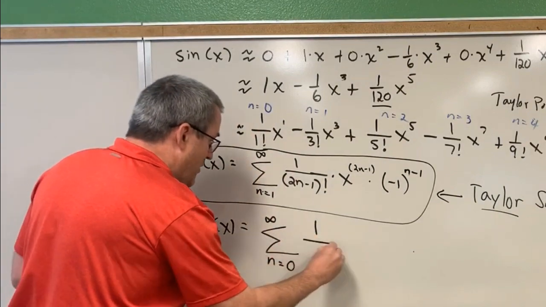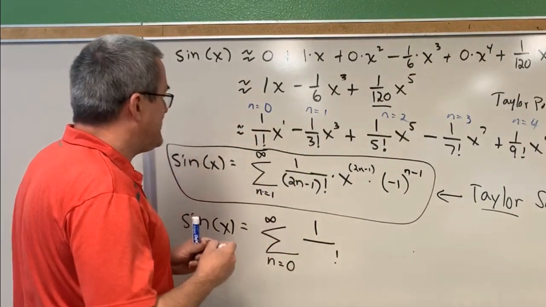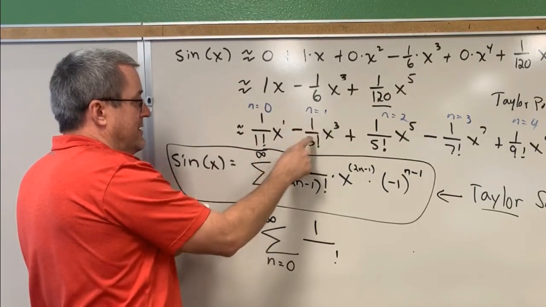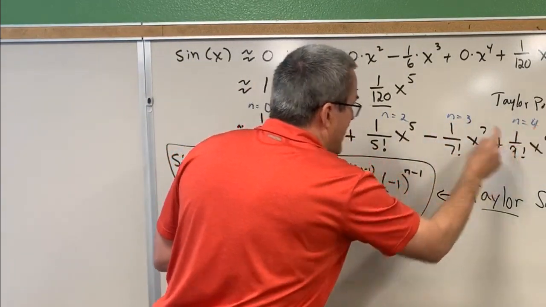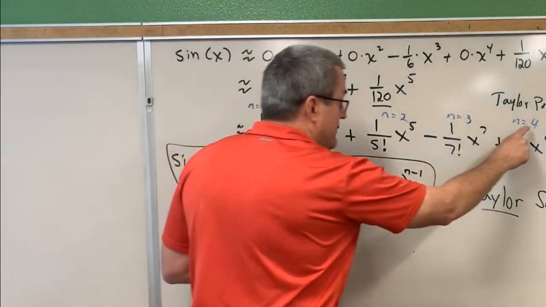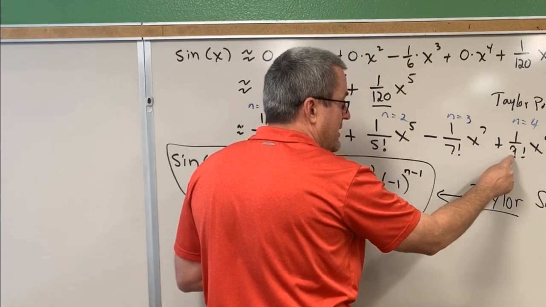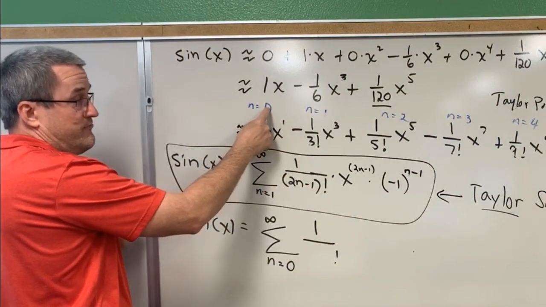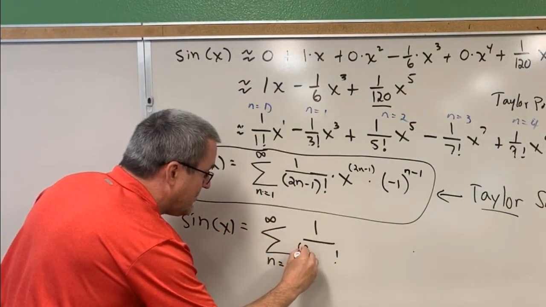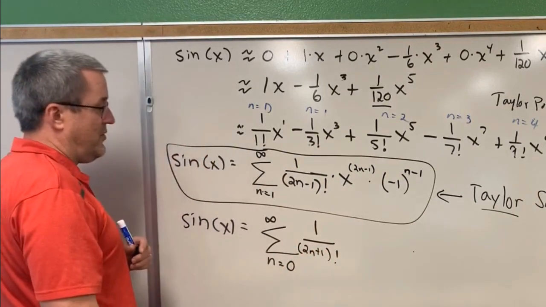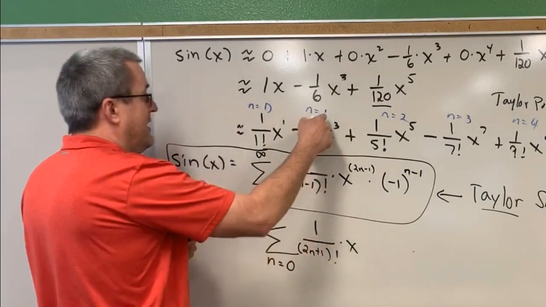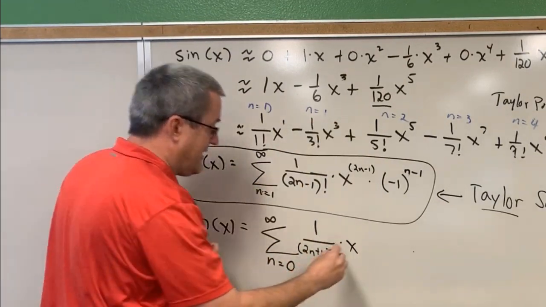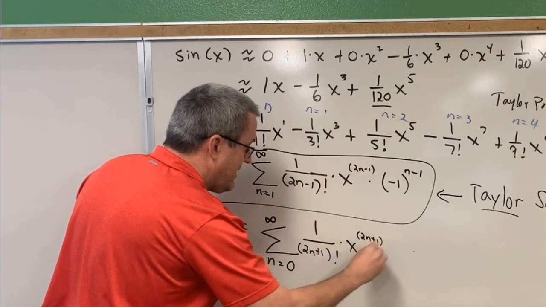We still have a 1 over something factorial, but now what's the factorial? The 0th term has a denominator of 1 factorial. 1 is 3, 2 is 5, 3 is 7, 4 is 9. What's the relationship now? Double n, add 1. Double 3, add 1. Double 2, add 1. Double 1, add 1. Double 0 is 0, add 1. So now we're doubling the value of n and adding 1 factorial. Times x to the, notice it's the same value. The 3 factorial has a power of 3 on x, so it's to the power of 2n plus 1.